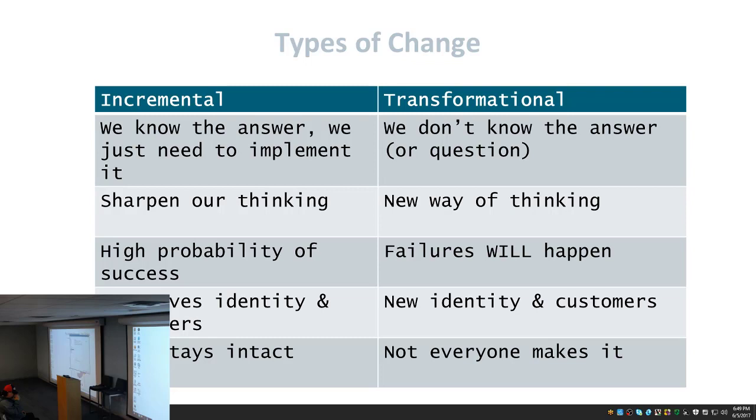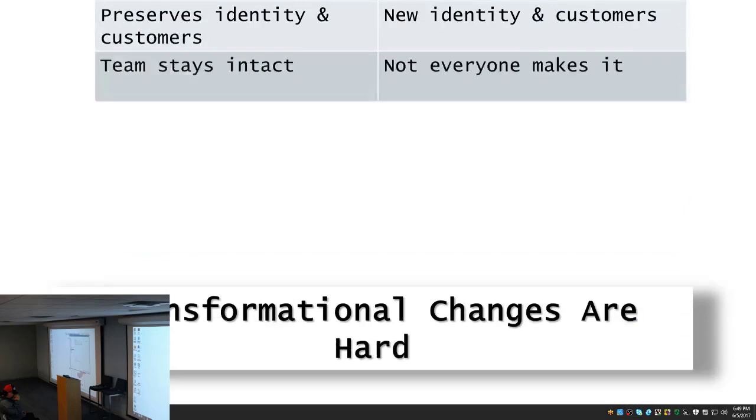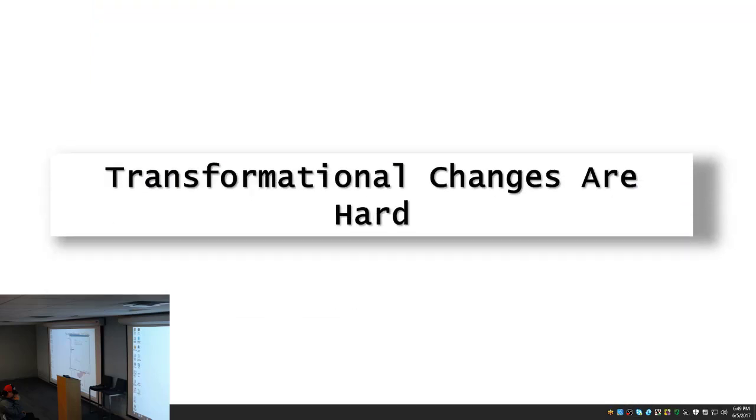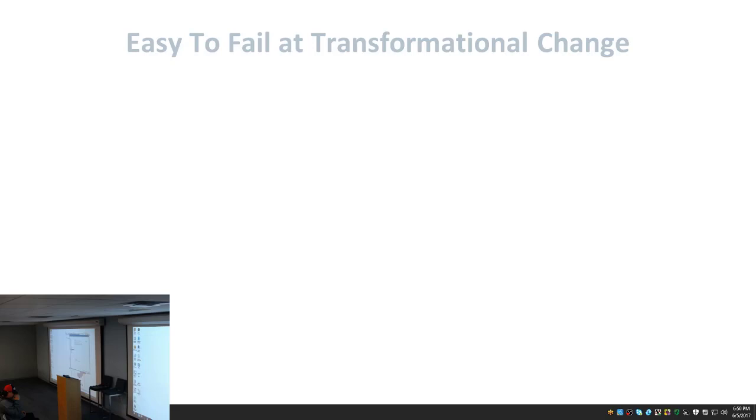I mean, it is super, super hard. And not everybody wants to do it, right? And then you have your choice. You're going to make the transformational change or not. And so often you end up losing people. Not everybody makes it. So these transformational changes are super, super hard. And it's very easy to fail at these things. And the easiest way to fail at it is to treat it like an incremental change.